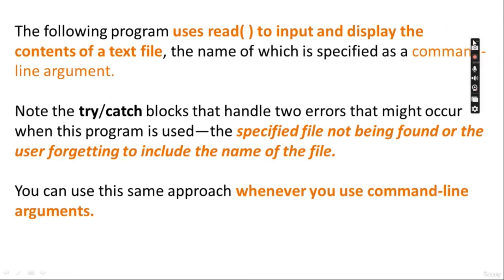The following program uses read to input and display the contents of a text file. So what is the program we will be seeing here? The try catch block handles two errors that might occur when this program is used: the specified file not being found or the user forgetting to include the name of the file. So why are we using a try catch block? If the specified file is not found, or the file name is not specified, in that case the exception will be caught in the catch block. You can use the same approach whenever you use command line arguments.